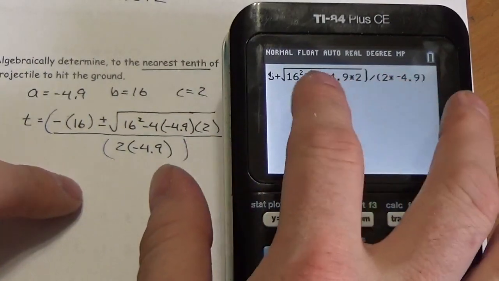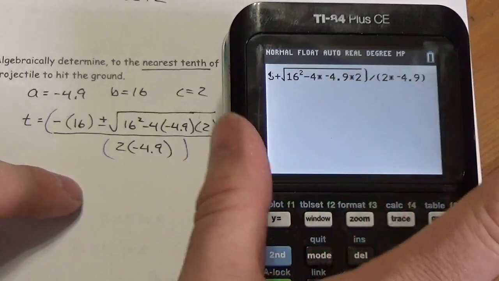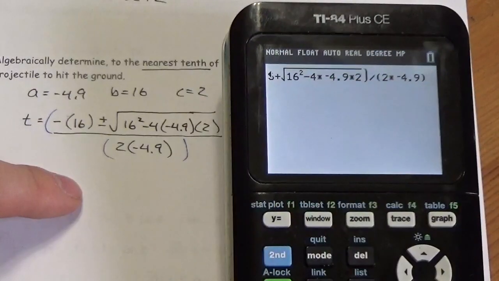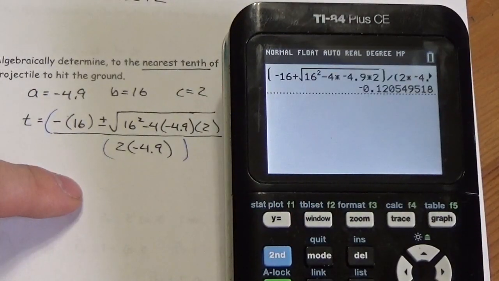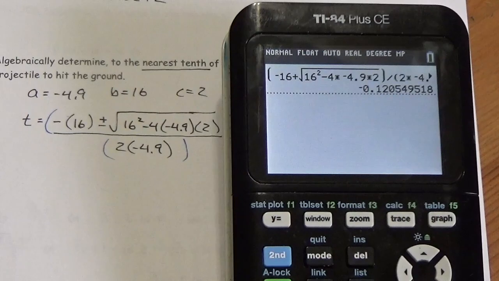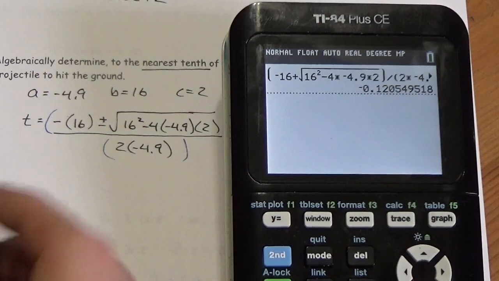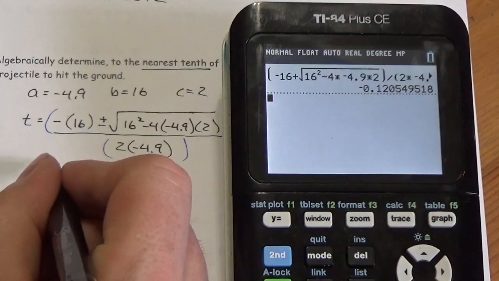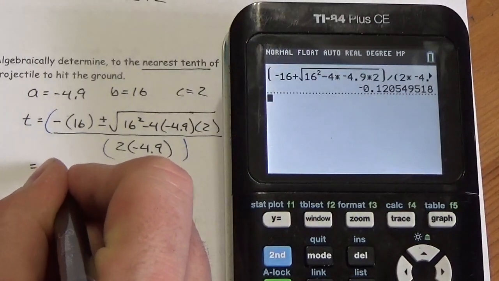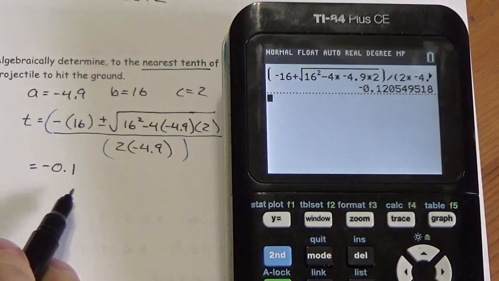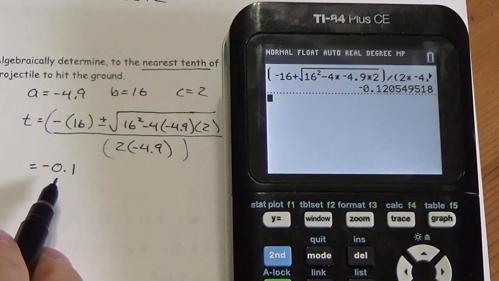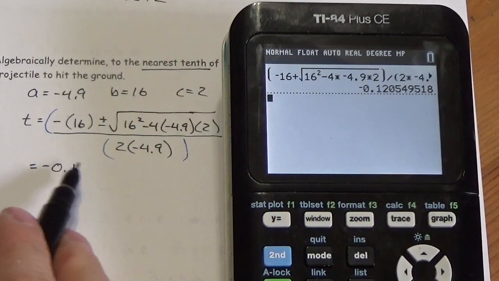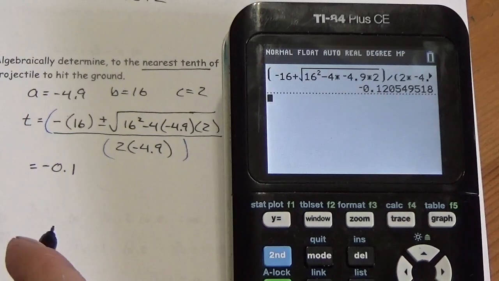So the calculator knows to do what's inside those parentheses first, and then it'll do the division. When I press enter, I get negative 0.12054, blah, blah, blah. But remember, the question only wanted me to give you the answer to the nearest tenth. So in this case, I'm going to get negative 0.1. Remember that the nearest tenth is one place after the decimal.